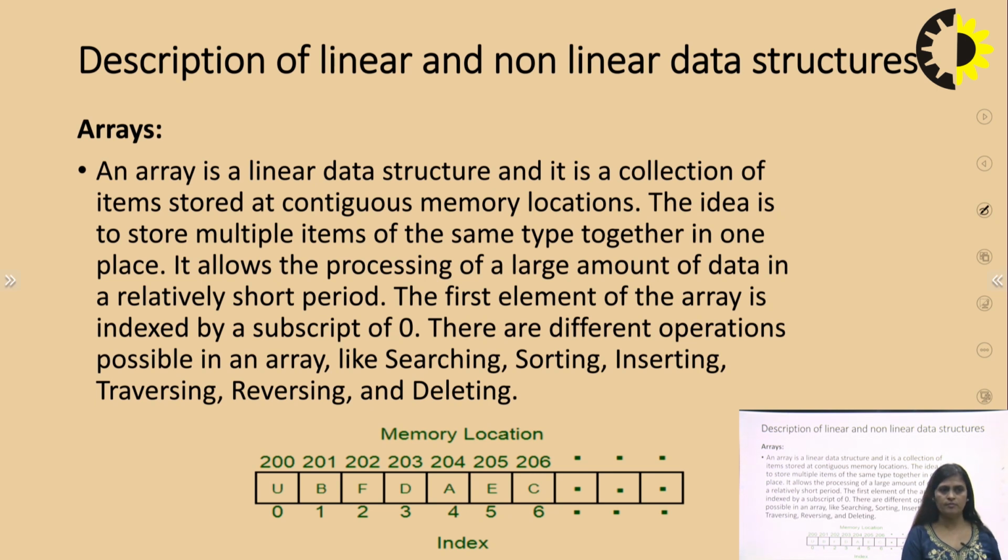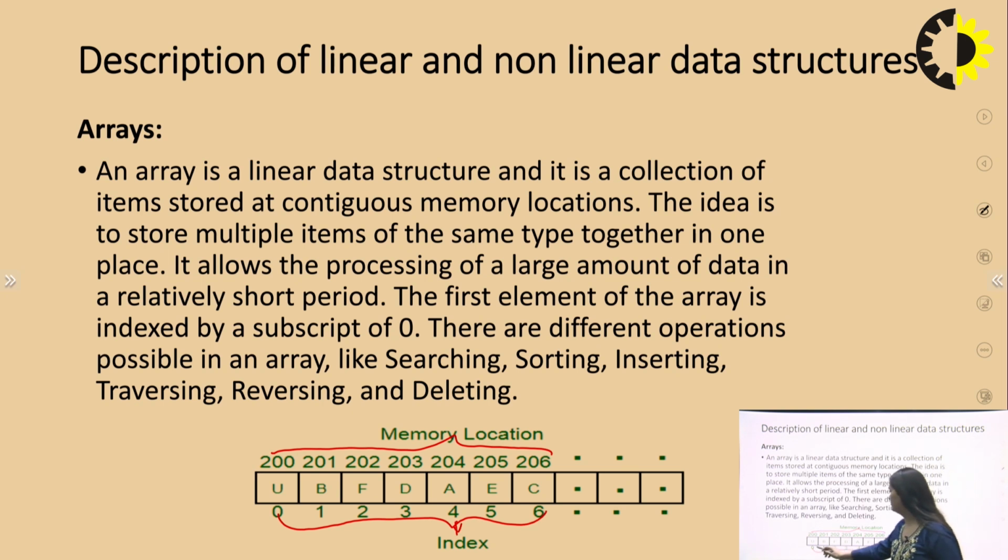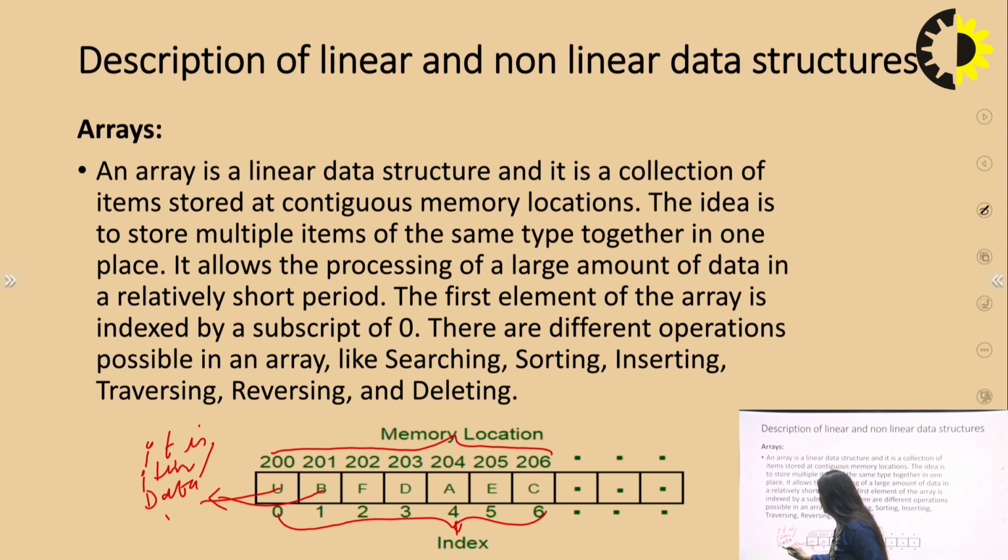Here is the representation of an array. In this array, 200, 201, 202, 203, these are all memory locations of the elements, and 0, 1, 2, 3, 4, 5, 6 are the index of the elements U, V, F, D, A, E, C. The U, V, we call it an item, data item, or simply an element.